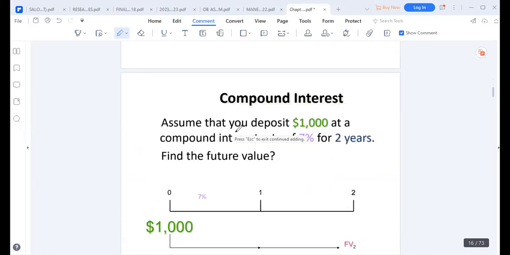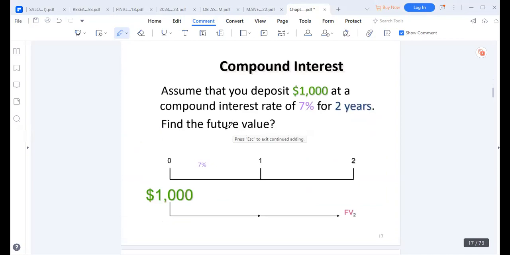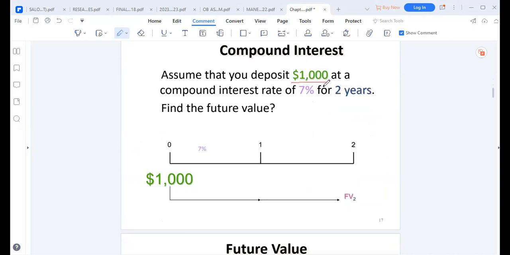So we're going to look at an example of how to calculate the future value using compound interest. The same question: we have 1,000 kwacha at a compound interest of 7% in 2 years. What is the future value? So we're looking at an amount that we have now. How much will it grow to in 2 years?